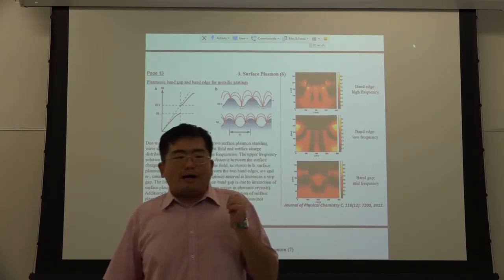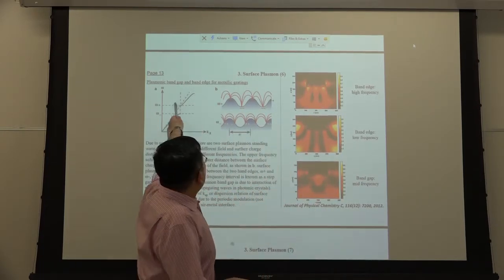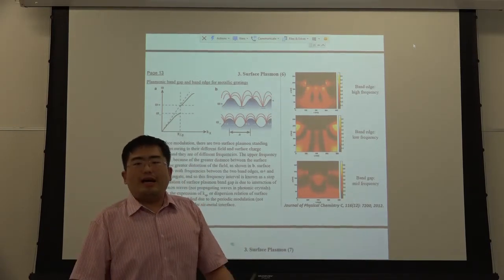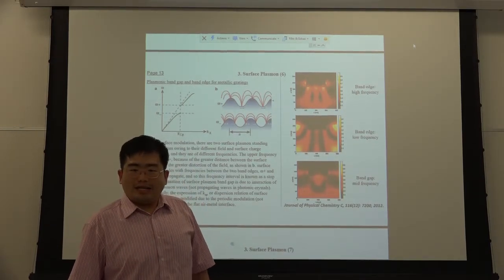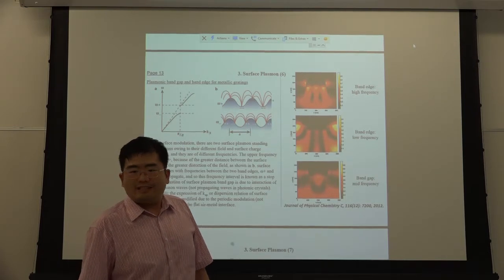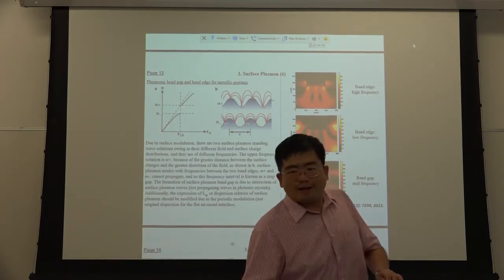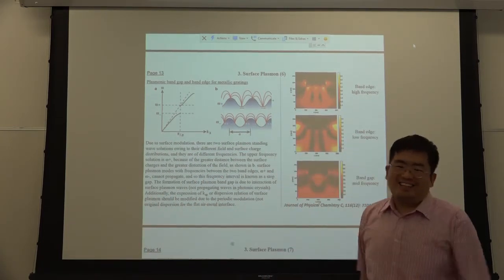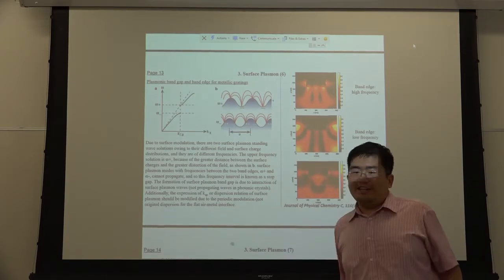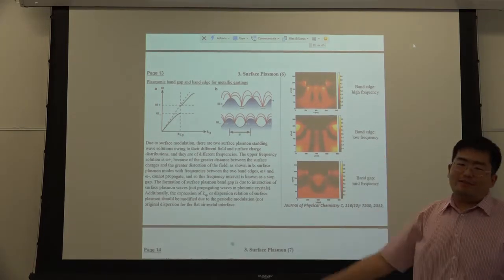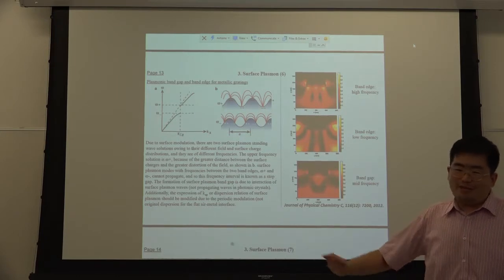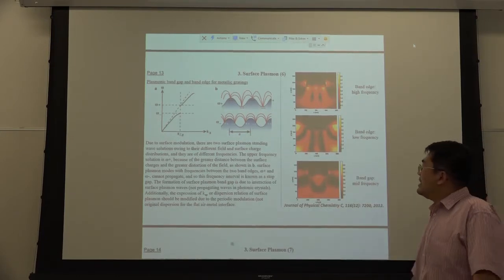But the surface plasmon band edge can also do lasing because they have a very strong field enhancement. It is called plasmonic band edge lasing. This is quite different from photonic band edge lasing. This is a very hot topic. Maybe last year, I published in Physical Review Letters or Physical Review B, I can't remember. I remember this work.